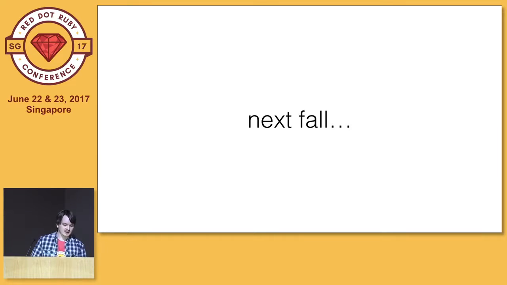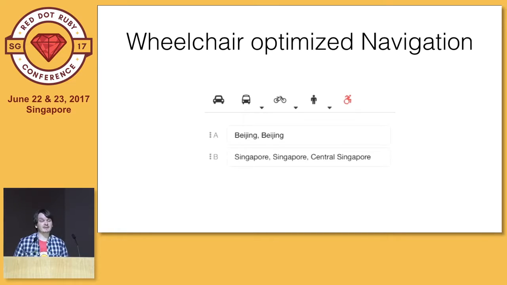What should I look at? One thing I noticed is navigation. As a matter of fact, if you do navigation for cars, for bikes, or for pedestrians, necessarily this is not the optimal way to use it for a wheelchair. Obviously, not everywhere you can walk, you can use a wheelchair. Not everywhere you can use a bike, you can use a wheelchair. You need specific navigations for wheelchairs.